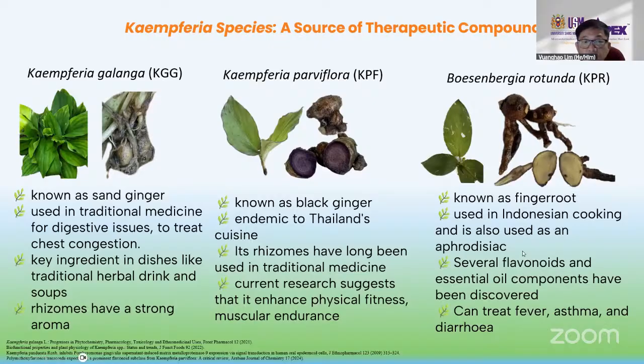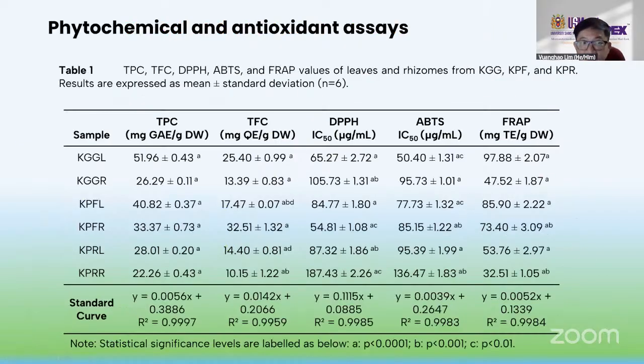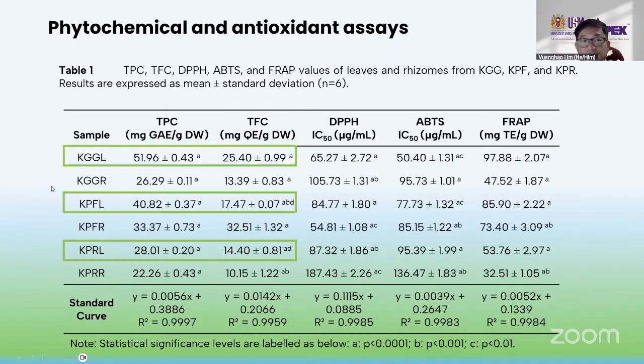Of course, some flavonoid components have been discovered. But what are the differences between the three of them, and what are the similarities in terms of synergism and also antagonism? So we did a very simple test. I will start with the phytochemical content and also the antioxidant activities.